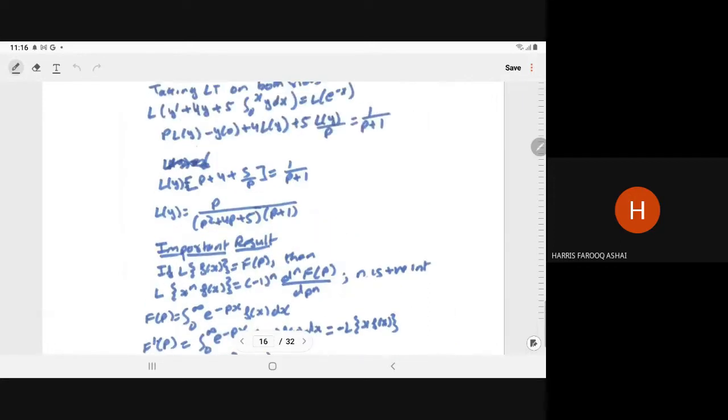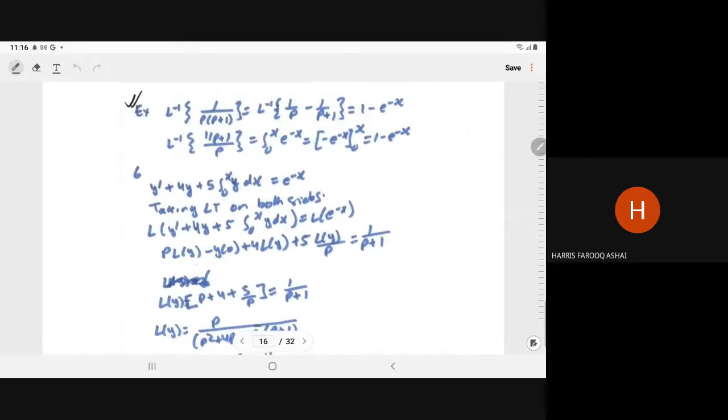So here in this question, you have to find the L inverse of 1 upon p into (p plus 1). We do this question by two methods. By partial fraction, this can be written as L inverse of 1 upon p minus 1 upon (p plus 1). Since it follows the linear property, L inverse of 1 upon p minus L inverse of 1 upon (p plus 1). So L inverse of 1 upon p is 1, and L inverse of 1 upon (p plus 1) is e to power minus x.